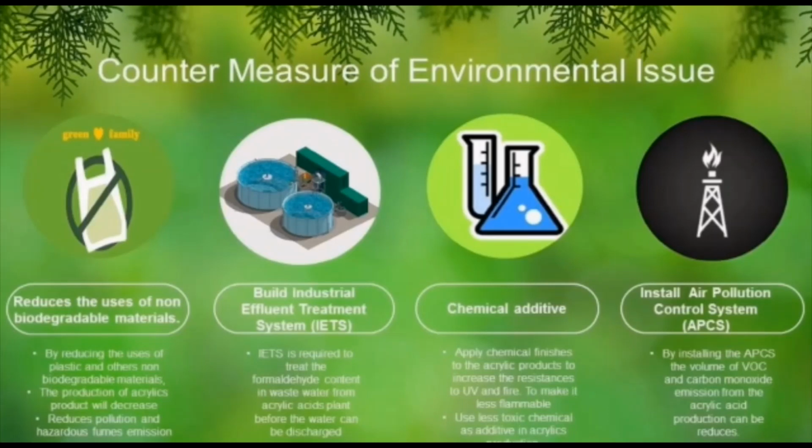Next is chemical additive. Apply chemical finish to the acrylic products to increase the resistance to UV and fire to make it less flammable. Use less toxic chemicals as additives in acrylics production. Lastly, install an Air Pollution Control System (APCS). By installing the APCS, the volume of VOC and carbon monoxide emission from the acrylic acid production can be reduced.